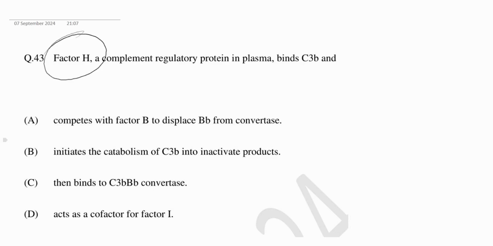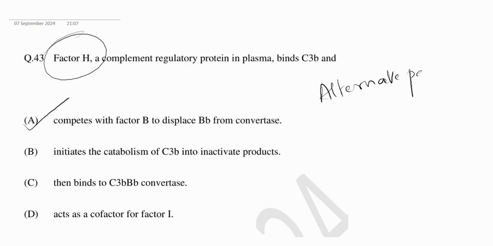Factor H, a complement regulatory protein in plasma, binds C3b. Which of the options are correct? First of all, factor H basically suppresses inflammation, which is mainly caused by elevated levels of C3a and C3b. So first of all, it competes with factor B to displace Bb from the convertase.